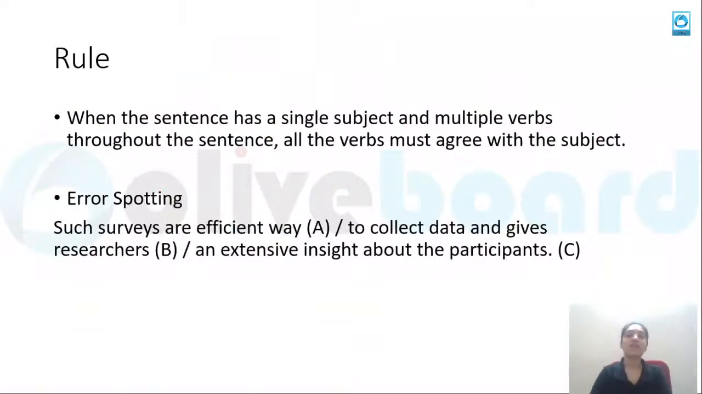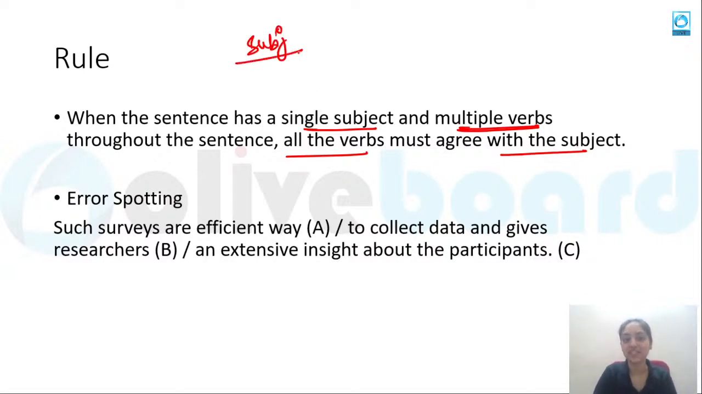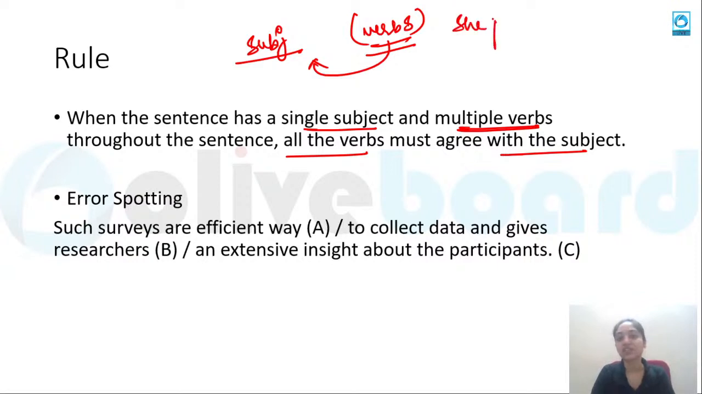So moving on, when the sentence has a single subject and multiple verbs, all the verbs must agree with the subject. So if there is one subject in the sentence, and there are multiple verbs in that sentence, all referring to the same subject, then all these verbs will agree with the subject. So notice this sentence: she plays in the park and studies at school.